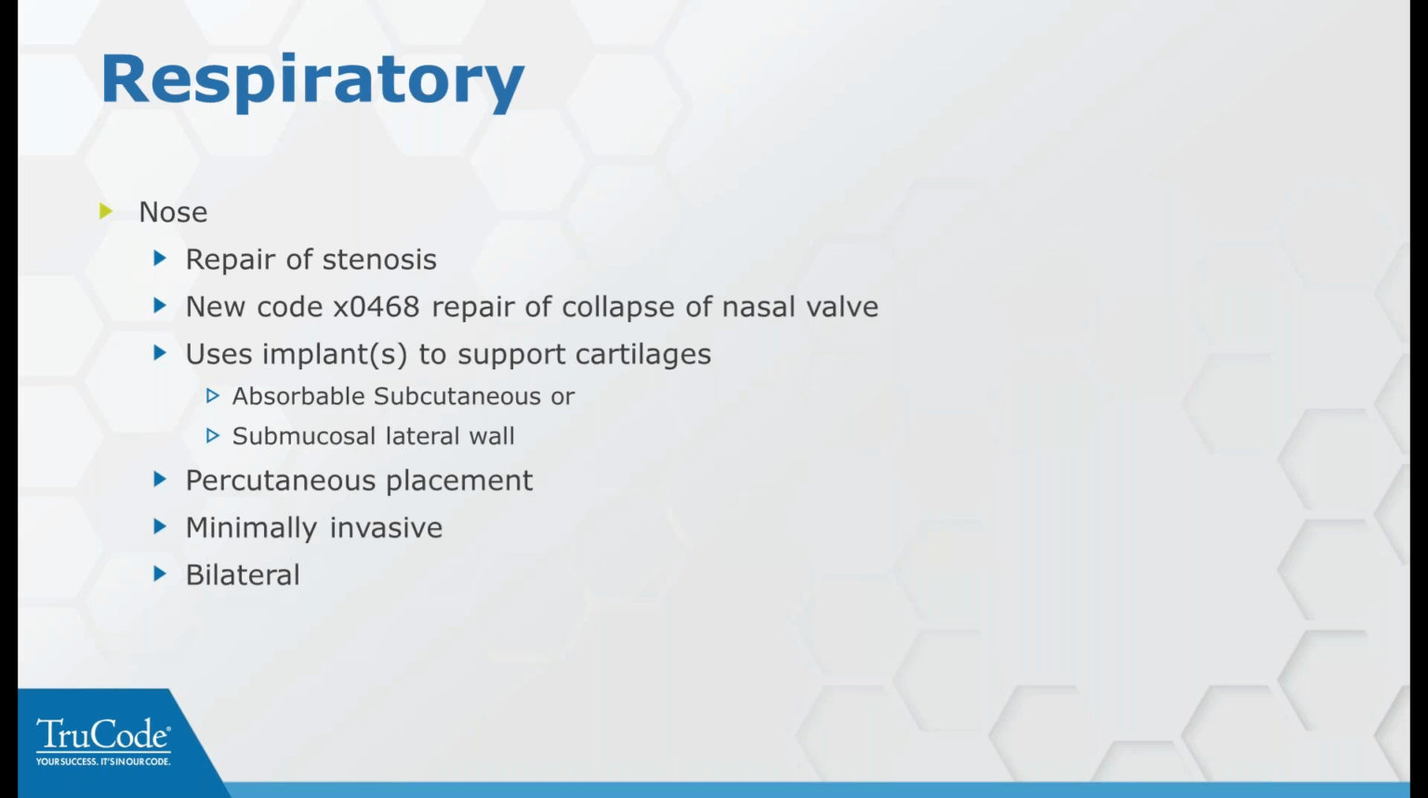And again, one important thing there is that this code is inherently bilateral, even though it does not say it in the code itself. But as you look at the notes underneath the code, it says this code is used to report a bilateral procedure. For unilateral procedure, use modifier 52. So definitely important in this area to look for notes, because again, the code description doesn't say that it's bilateral, but it is inherently bilateral like the other codes in this area.